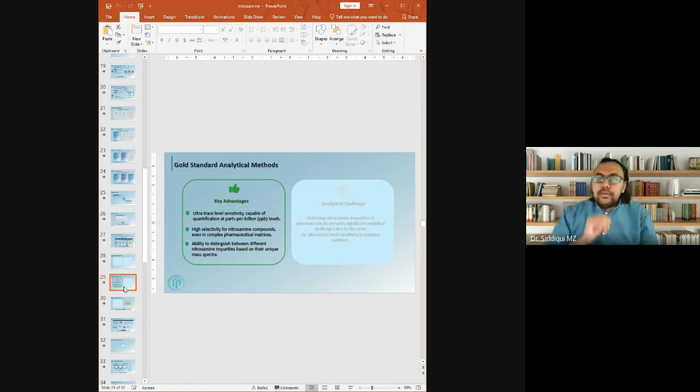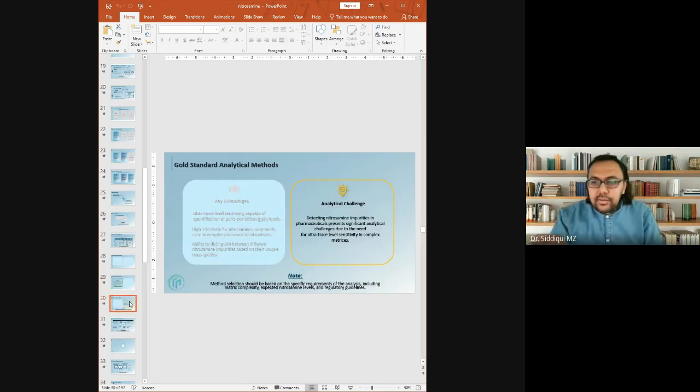So the key advantages of these analytical gold-standard methods are ultra trace level sensitivity, high selectivity for nitrosamine compounds, and the ability to distinguish between different nitrosamine impurities based on their unique mass spectra. But the analytical challenges still exist. It's basically because of the complex matrix that ultra trace level sensitivity is not easy to attain. So this is one of the analytical challenges, and it has to be improved on a day-by-day basis, and the research should be continued.